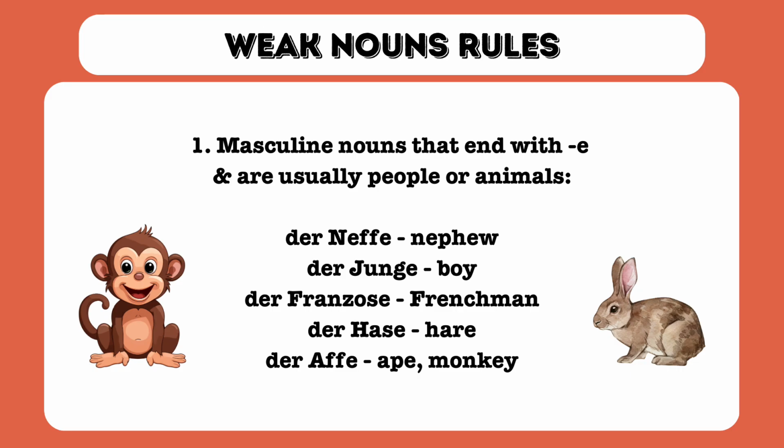They are also usually people or animals, such as nephew or boy or Frenchman or hare or monkey. All of those are the list there in the first part. Der Neffe, der Junge, der Franzose, der Hase, der Affe. In the accusative case, that would become den Neffen, den Jungen, den Franzosen, den Hasen, and den Affen.